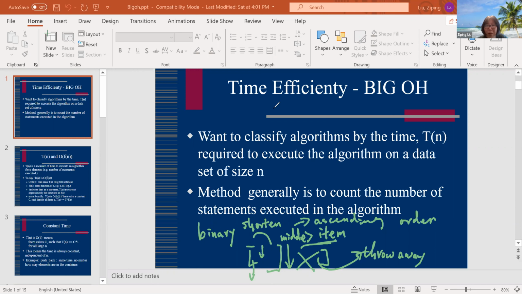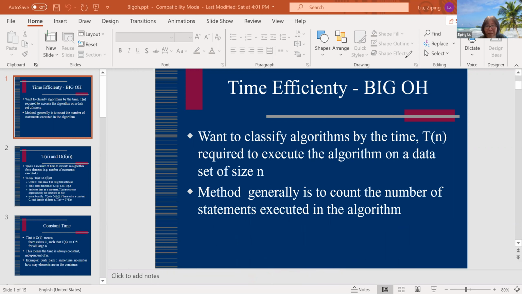And later on we will see the math analysis, okay? So regarding algorithms, we said we want to classify algorithms by time. We call it time complexity, is it time efficiency? So generally, how do we figure that out? Is it?